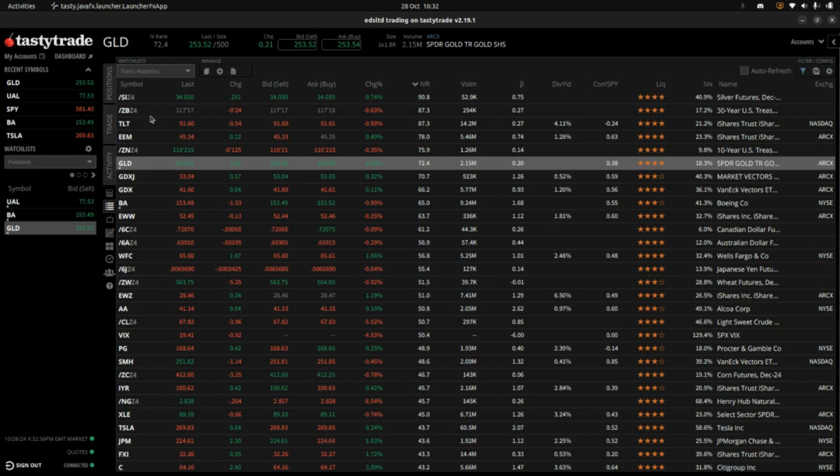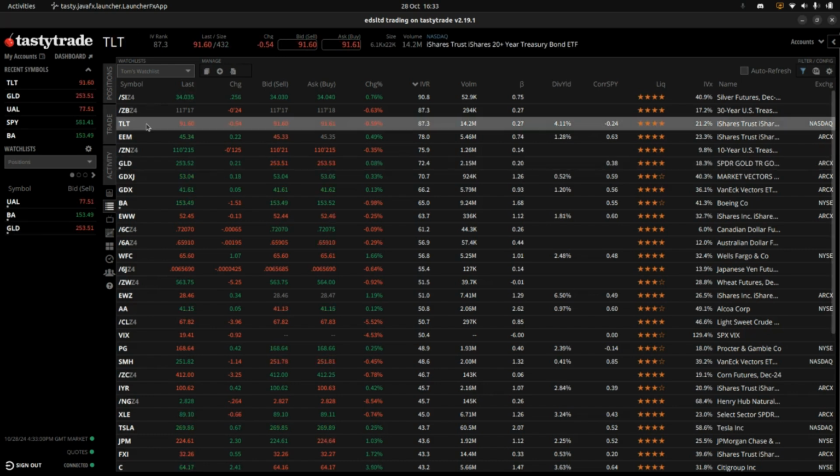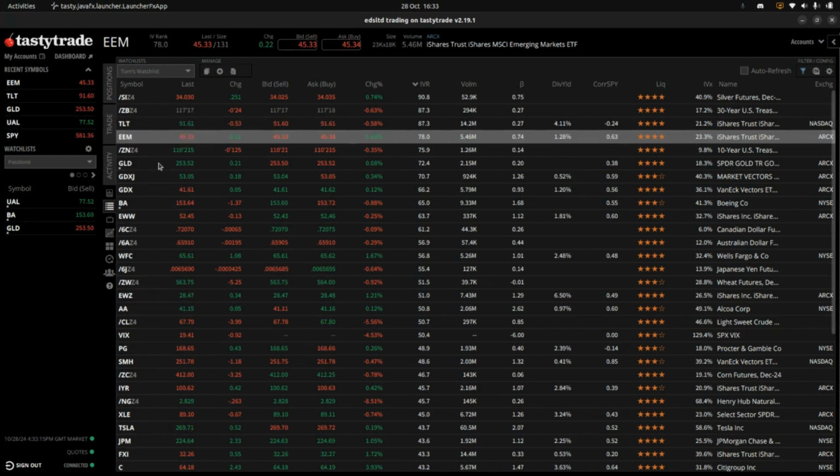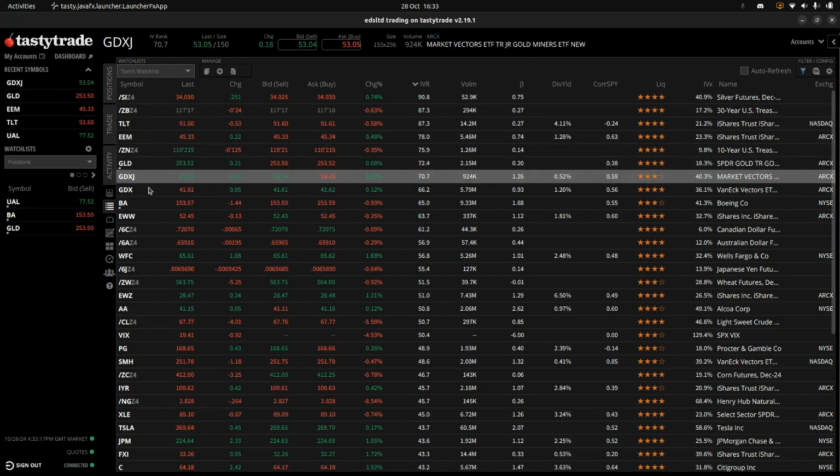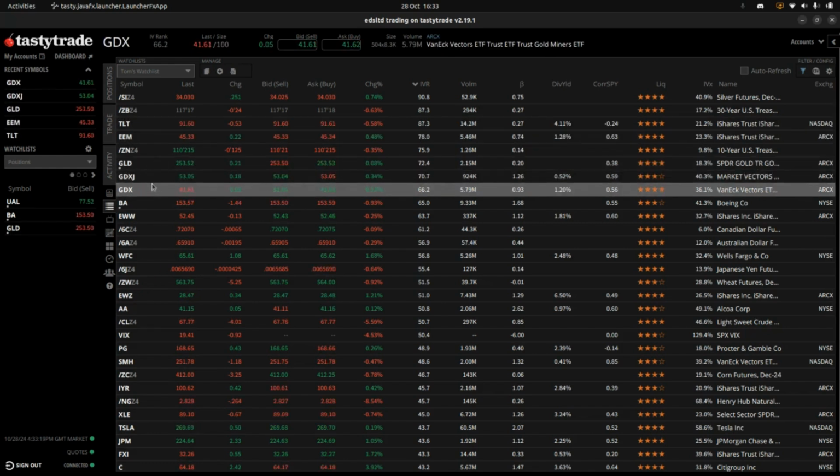So we go down the list. Use your common sense and be aware of what you already have in your portfolio. TLT has a lovely IV rank of 87.3 right now. This could be a good trade. We have had a look at TLT a couple of times before in the past, so we'll just keep moving. But by all means, TLT right now looks nice. EEM looks nice. GLD, we've already got a position on. GDXJ, GDX, all looking really nice.